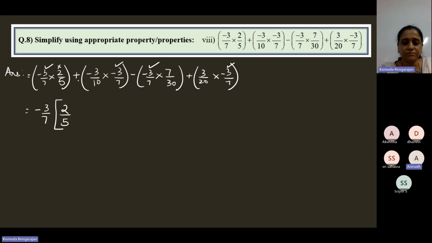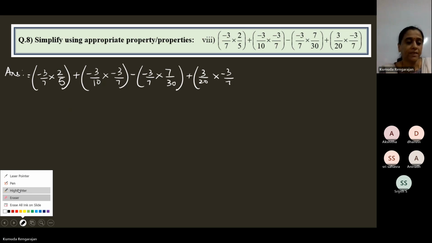Ma'am, I have a doubt. Ma'am, minus 3 by 10 there is, ma'am. Minus 3 by 10 minus 3 by 7. Yeah, I have taken the common factor. What's common everywhere? Minus 3 by 7. Here, the first term is minus 3 by 7 into 2 by 5. Okay, ma'am. In the second term, minus 3 by 10 into minus 3. Okay, wait. Let me clarify that for you.